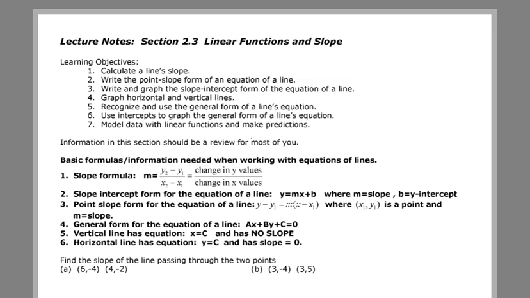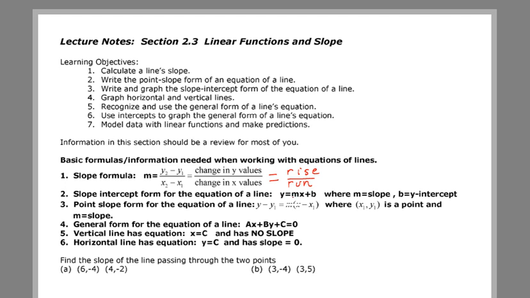But we have some things that you need to review before we can get started. It's some basic formulas or information needed when we're working with these equations of lines. First one is the slope formula, y2 minus y1 over x2 minus x1. That's when you're given 2 points. I don't have it written on here, but the slope can also be called the rise over the run, which is just the change in y values over the change in x values.